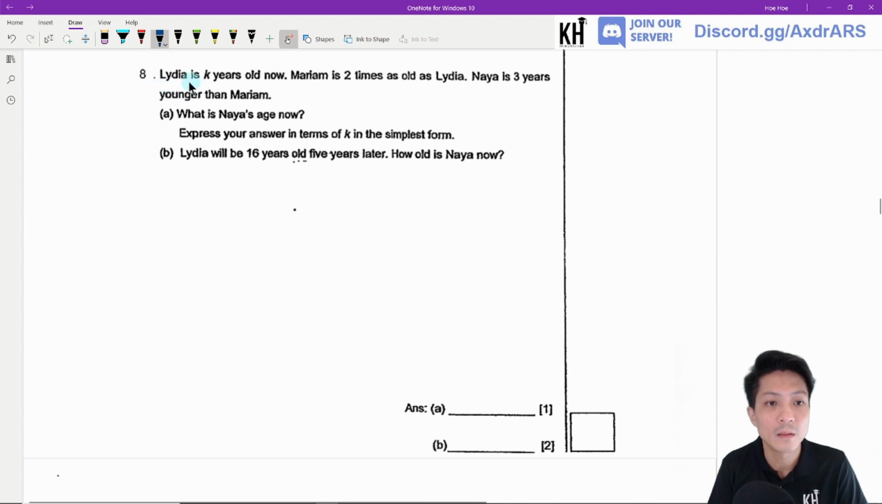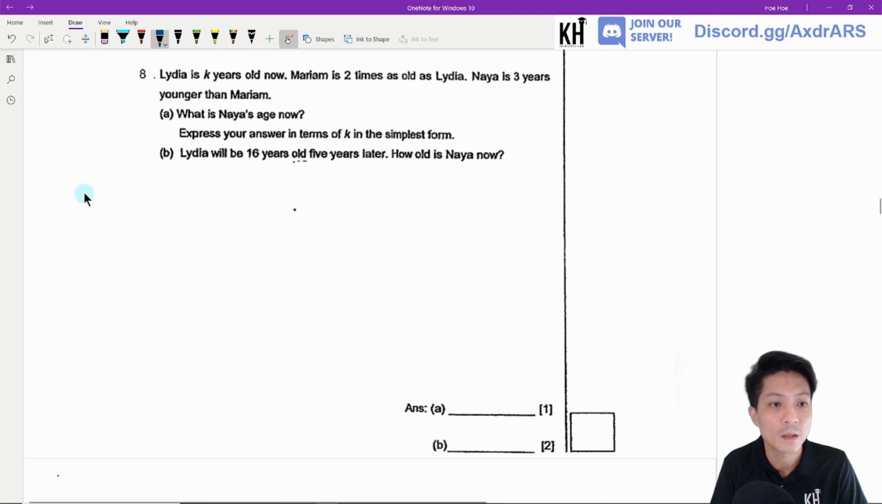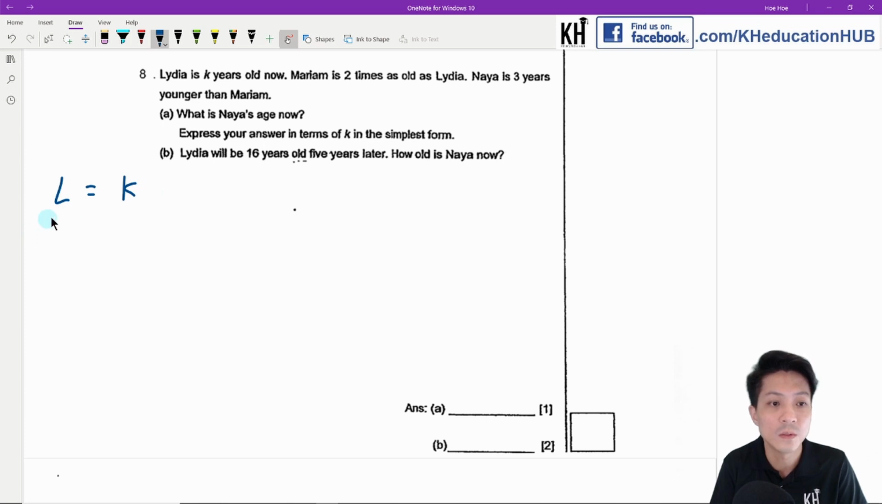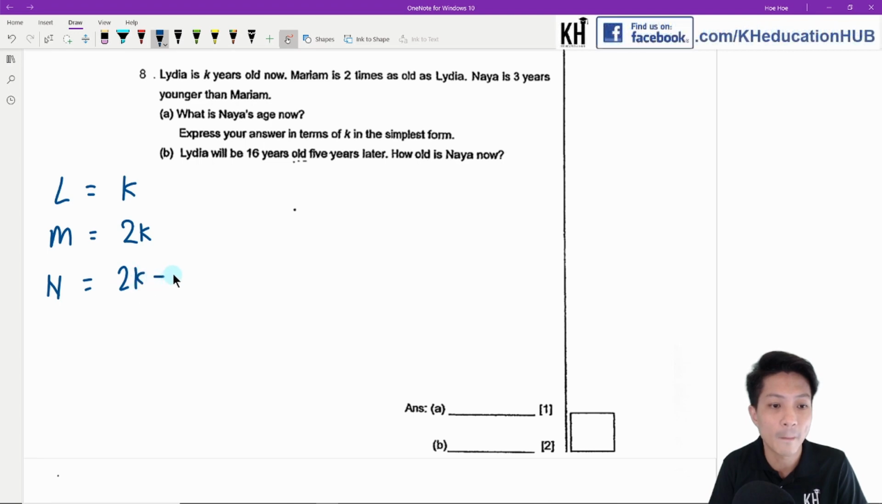Question 8. Lydia is K years old now. Mariam is 2 times as old as Lydia. Naya is 3 years younger than Mariam. Okay, what is Naya's age? Now express your answer in terms of K in the simplest form. Okay, so let me write down first. Lydia is equals to K years old. Mariam is 2 times as old as Lydia, so which means that it will be 2K. Okay, Naya is 3 years younger than Mariam, so it will be 2K minus 3.